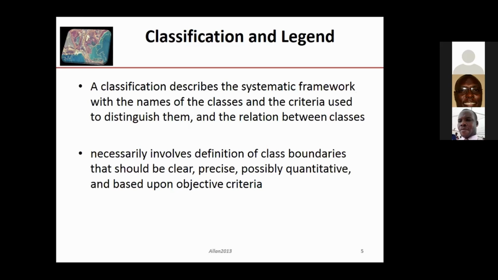And the relations between these classes. So in other words, you try to get these information classes or land cover classes, and then try to assign them some kind of meaning. You should try to classify them according to some kind of meaning. In this case, you have to define the classes, make sure that these definitions are very clear and precise. Possibly you can quantify them, and this should be based upon objective criteria. So that's what basically a land cover classification system is all about.